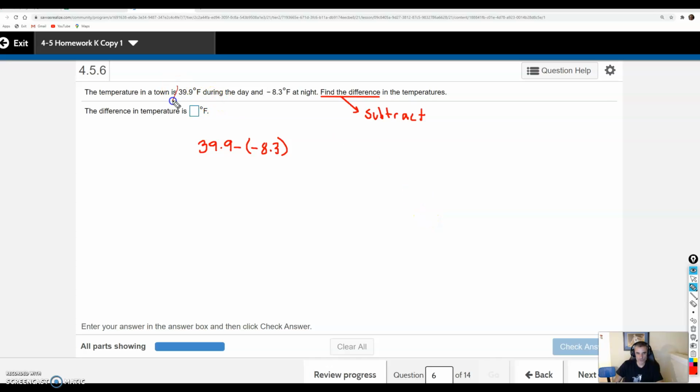Okay, so I take the first number, I subtract, there's my subtract, the second number. Okay, so like we said, we're going to take our 2 negatives, make them a positive, and I end up with 39.9 plus 8.3. So when you go ahead and do this addition, make sure you line up your decimal points correctly.